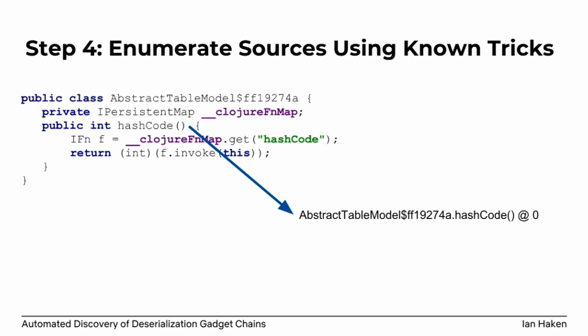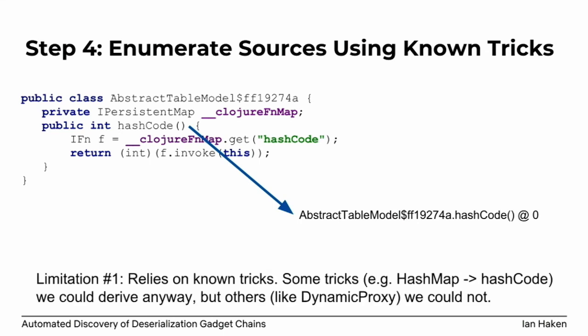So this is one of the other limitations of this analysis, that it relies on some known tricks. Now, the hash map wrapping with its matching method and calling hashCode, we'd actually be able to derive from those method invocations in the previous step.